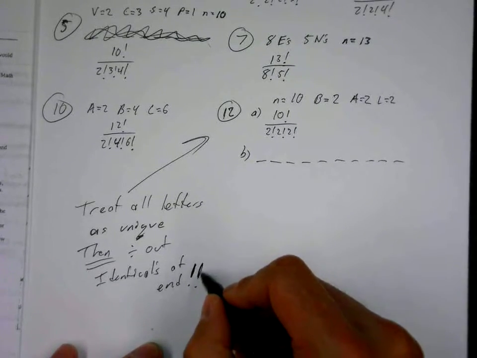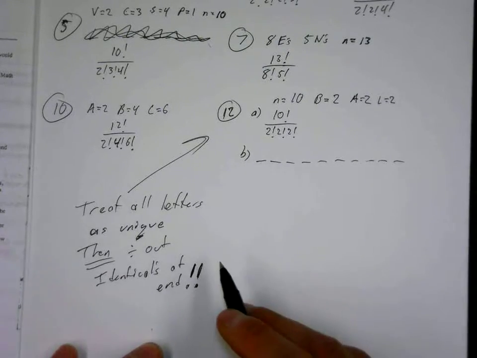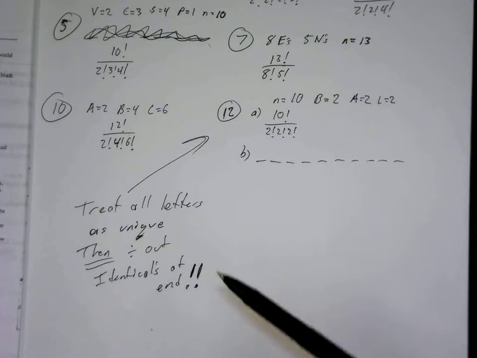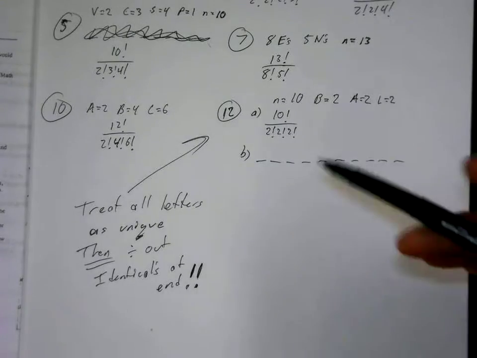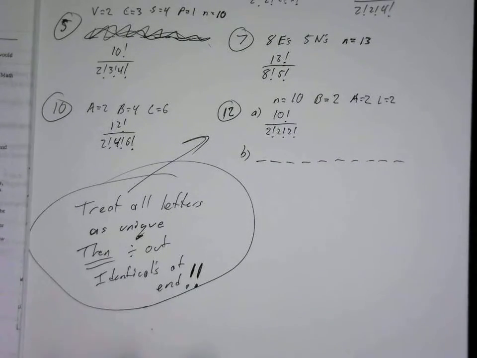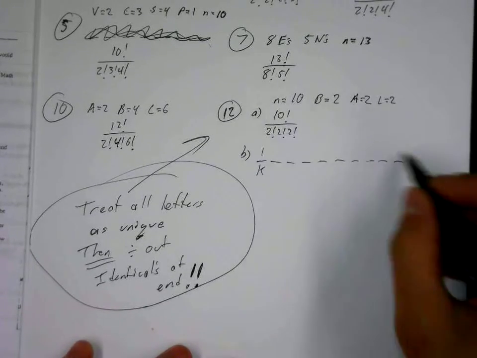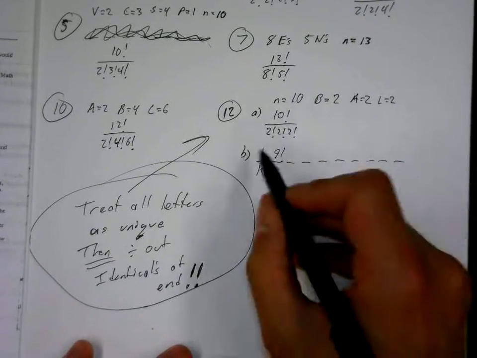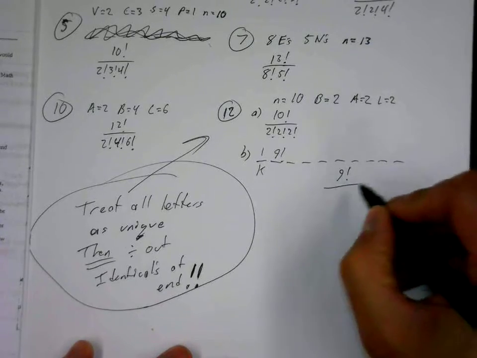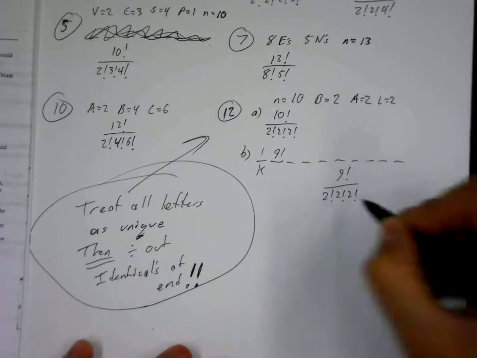Now, this isn't the only way to do it. Some kids are going about it a different way, and they're getting totally correct answers, and I will give them full marks. But I would suggest that when you have restrictions, you do it like this. Okay, anyways, let's drop the K. There is one K. And then after that, I'm going to drop my 9 other letters, and then I have to divide out my identicals. 2 factorial, 2 factorial, 2 factorial.